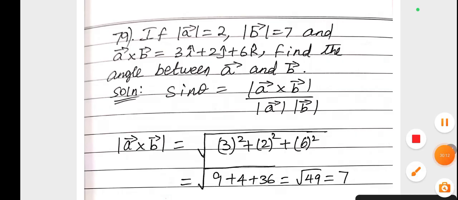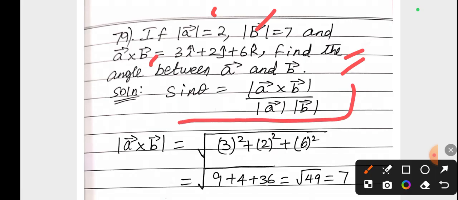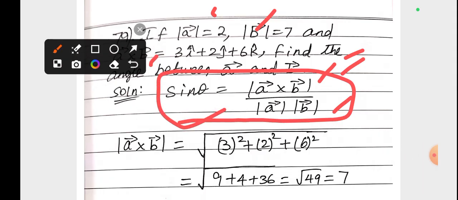Then question 79 we have already done like this model. We want to find the angle between A and B. Since A cross B and the magnitudes of A and B are given, we apply the sin theta formula by the definition of cross product. Sin theta equals magnitude of A vector cross B vector by magnitude of A vector, magnitude of B vector. Find magnitude of A cross B.